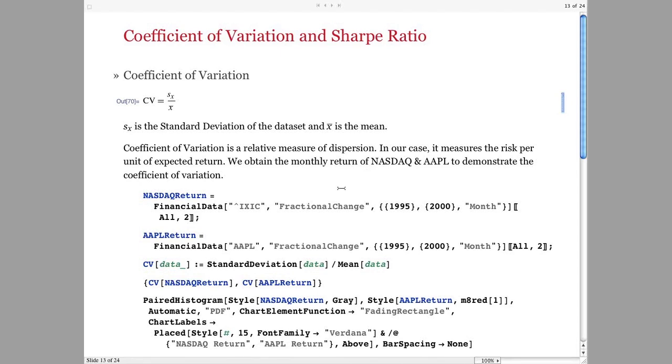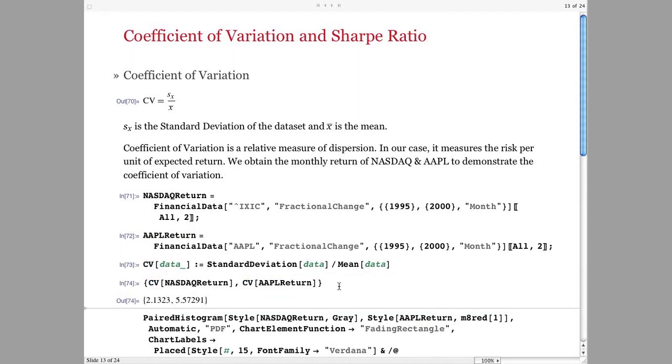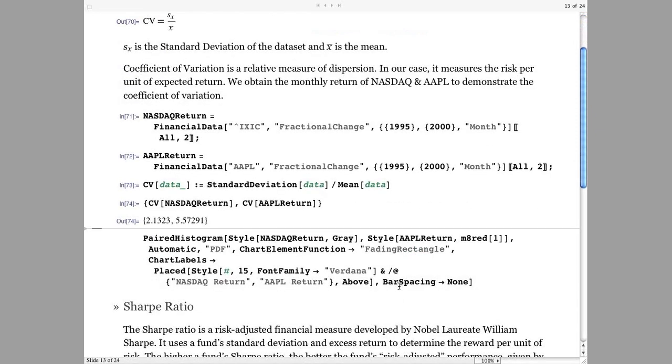Let's obtain the monthly return of NASDAQ and Apple. Define a function for coefficient of variation, and find the coefficient of variation for NASDAQ and Apple. We can use a paired histogram to visualize the result.